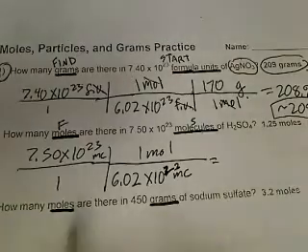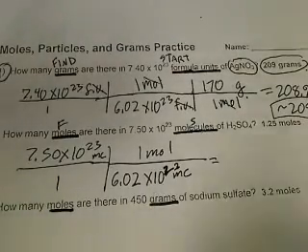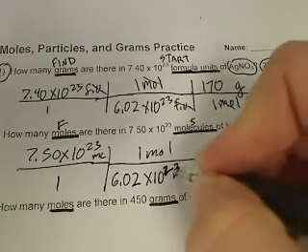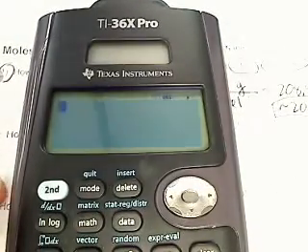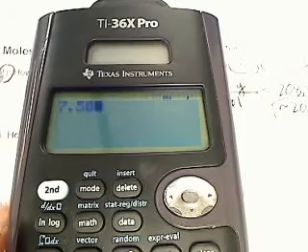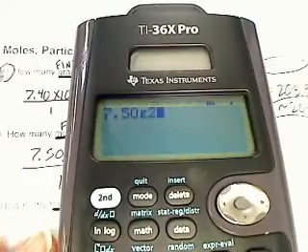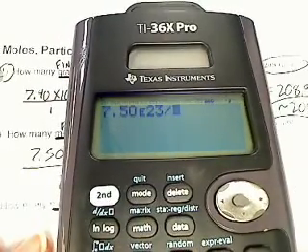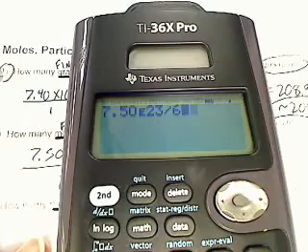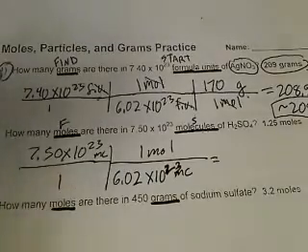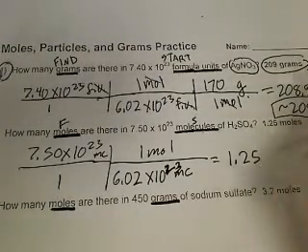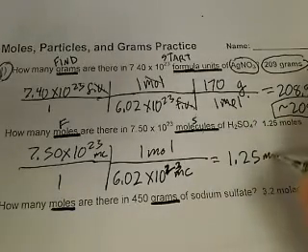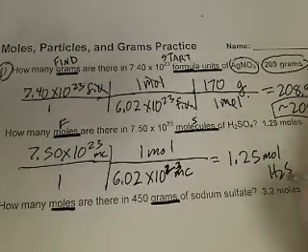Okay, now since this is on top and this is on bottom, I'm going to divide. Remember, this is 6.02 times 10 to the 23rd. 7.50 EE 23 divided by Avogadro's number, 6.02 EE 23. Okay, so that one's pretty easy. 1.25, and our unit is mole of H2SO4.